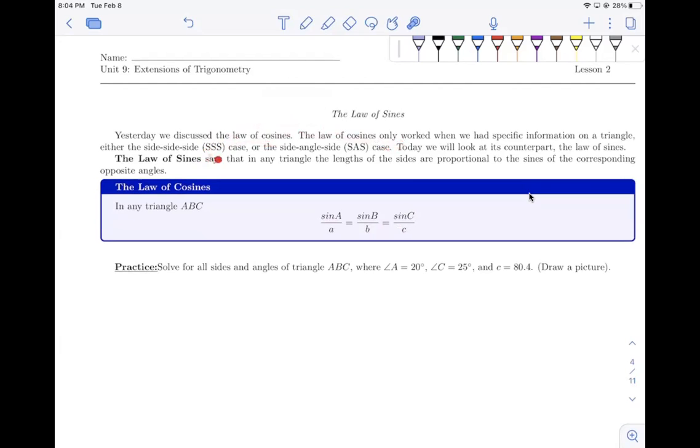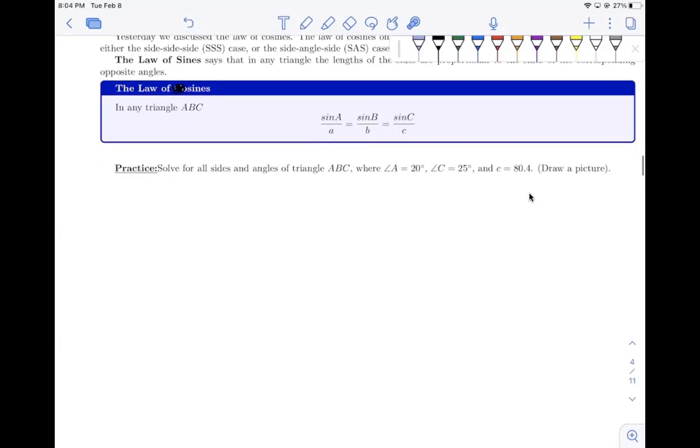Whereas the law of cosines works great when we have two sides and an angle or all three sides, the law of sines is obviously going to work particularly great when I have two angles. So in the first one, we're just going to set it up and draw a picture. We have that angle A is 20, angle C is 25, and side C is that much over here.